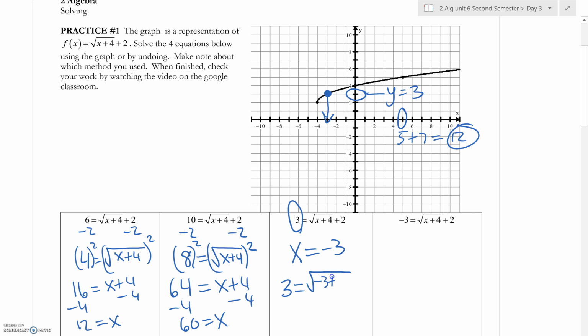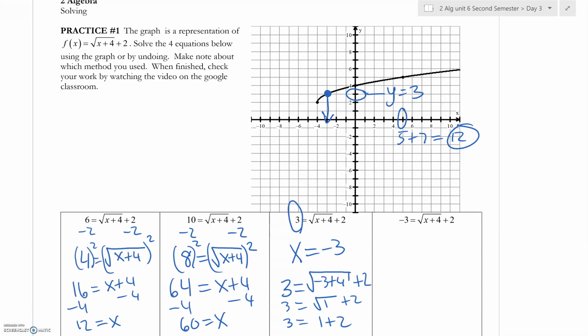Right, minus 3 plus 4 plus 2. Negative 3 and positive 4 make 1. And since the square root of 1 is 1, 1 plus 2 is 3, so you can just check to make sure it works there. So that one's pretty easy to do by looking at the graph. Maybe you solved it by undoing. Maybe you were able to just sort of figure it out by guess and check.